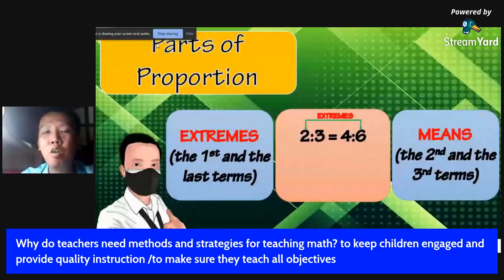The answer is 4. So our means is 3 and 4. If we go back to the definition given to proportion, it's two equivalent ratios. So for us to be able to identify if the given proportions are equal, we have to get the product of the extremes and the means. To tell if they are proportions, we have to get the same product of the extremes and the means.